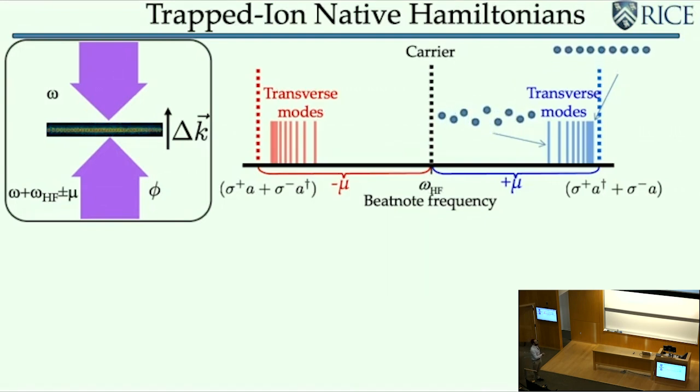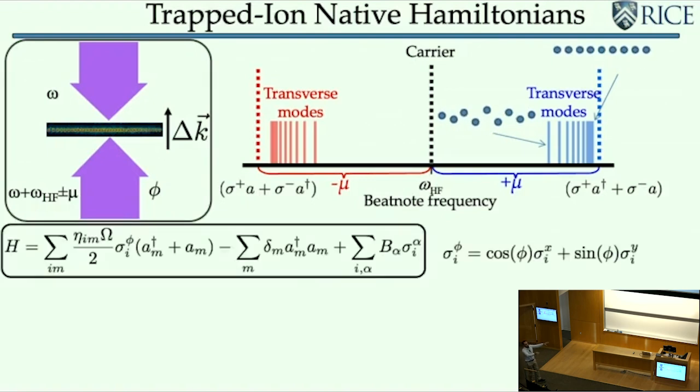I'll give a little bit more detail. So this bichromatic drive that you apply to this ion chain basically off-resonantly excites these transverse modes, and this gives rise to an anti-Jaynes-Cummings and a Jaynes-Cummings Hamiltonian. If you combine the anti-Jaynes-Cummings and Jaynes-Cummings Hamiltonians, you can see that the natural native Hamiltonian of the system is a spin-boson model.